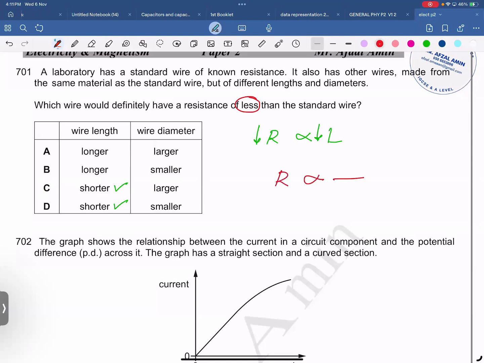Resistance is inversely proportional to square of diameter. For smaller resistance, should be large diameter. So large diameter option C.